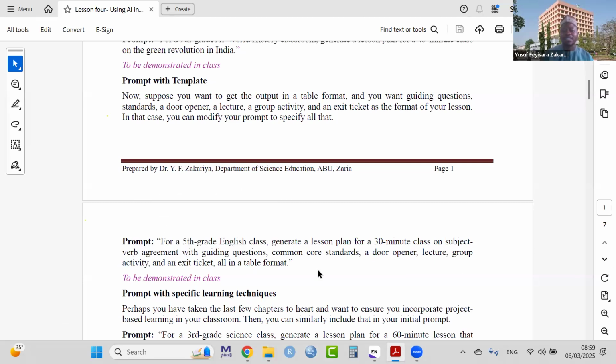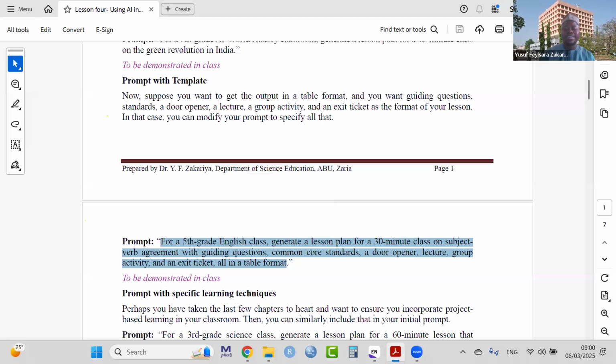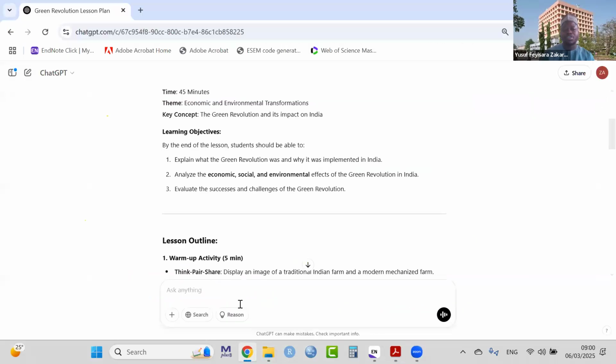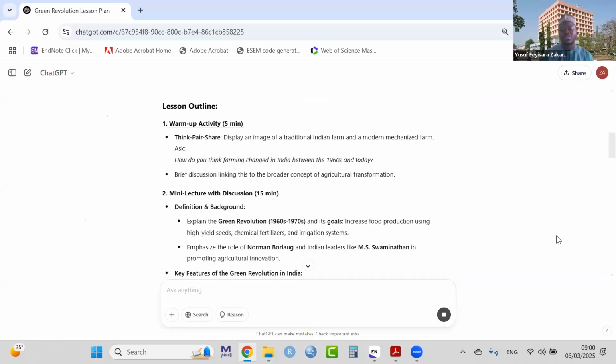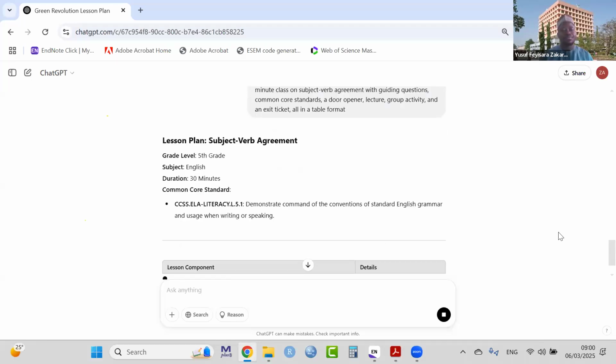This is the format, the way you write your own lesson plan, and you want ChatGPT or any other AI-based tool to write the lesson plan in this way. So we can copy this prompt again and see what kind of output we are going to get. Is it going to be the same as the previous structure or different? So you can copy that and paste here. Then you just click on send. So in less than 2 minutes, less than 1 minute at times, you have it here.